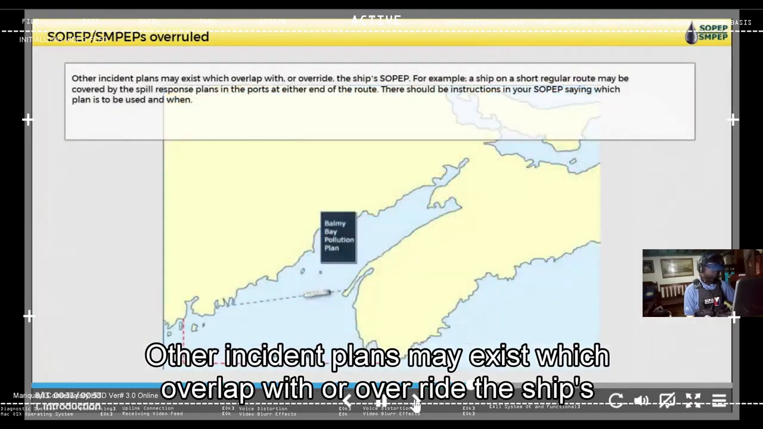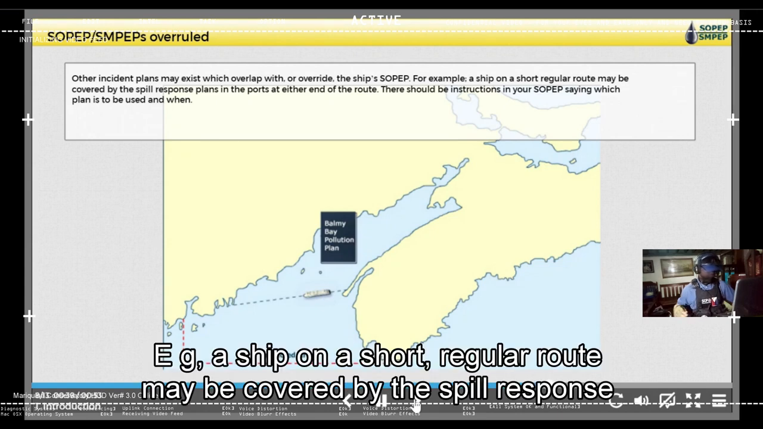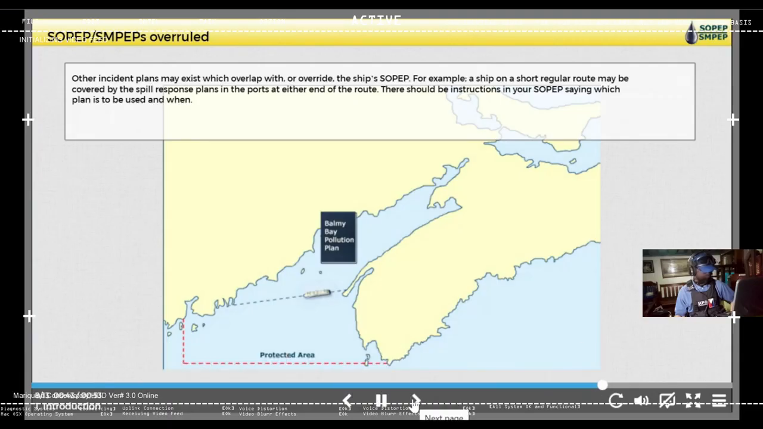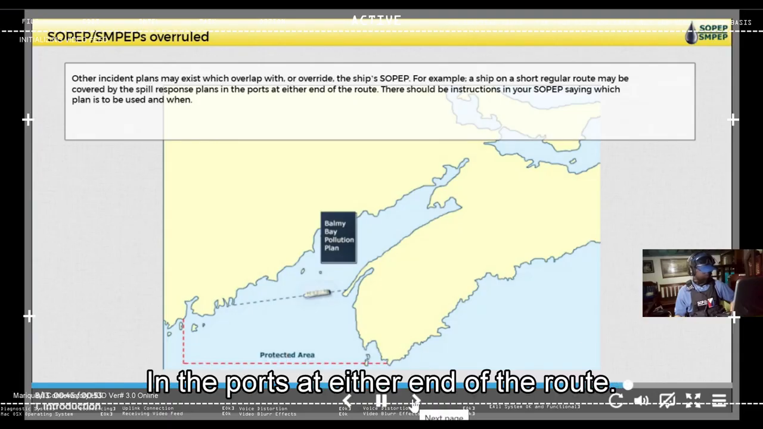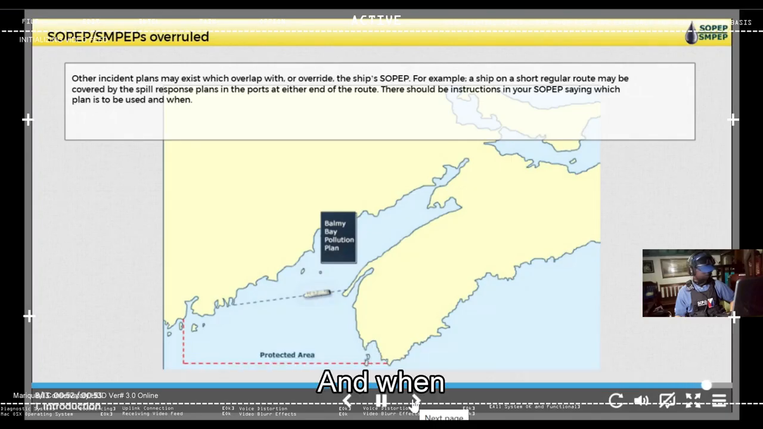Other incident plans may exist which overlap with or override the ship's SOPEP. For example, a ship on a short, regular route may be covered by the spill response plans in the ports at either end of the route. There should be instructions in your SOPEP saying which plan is to be used and when.